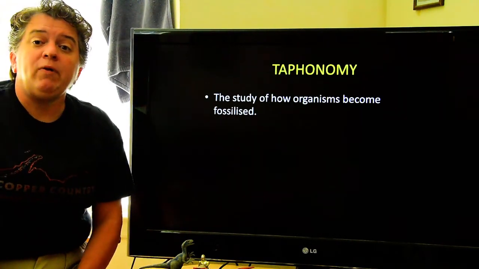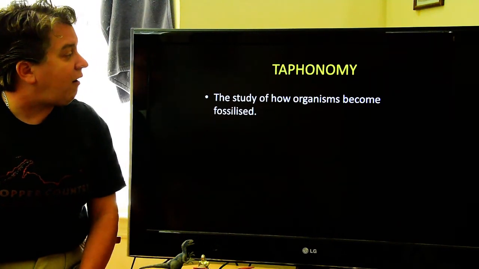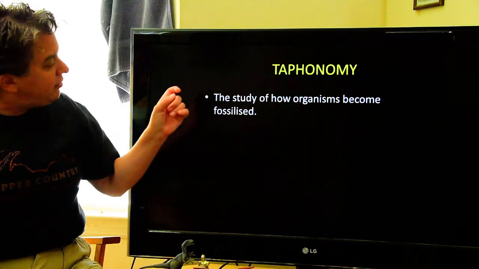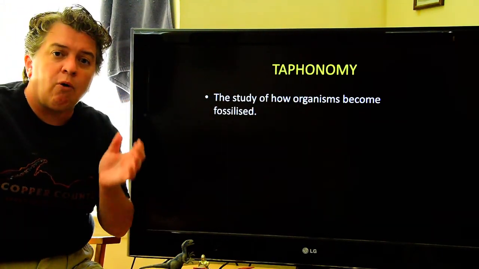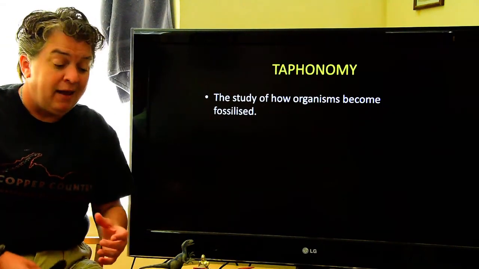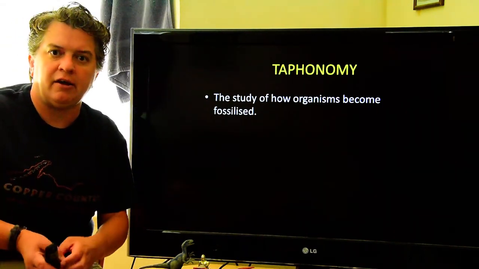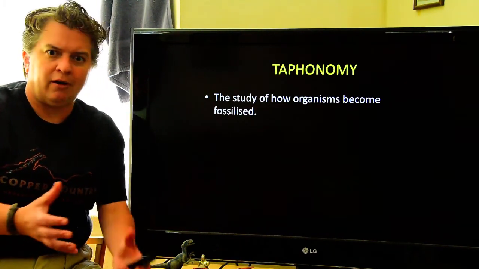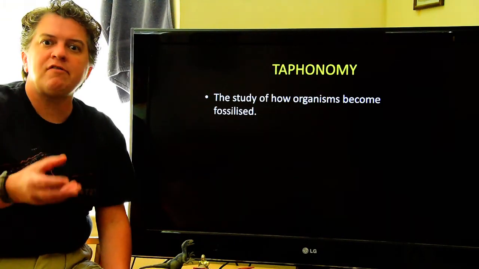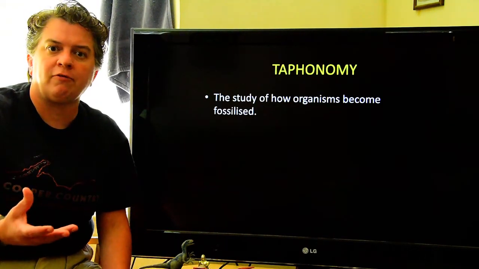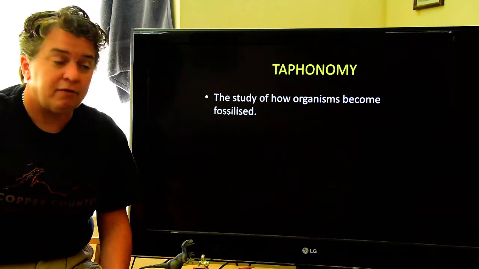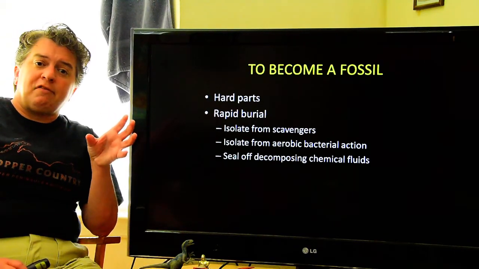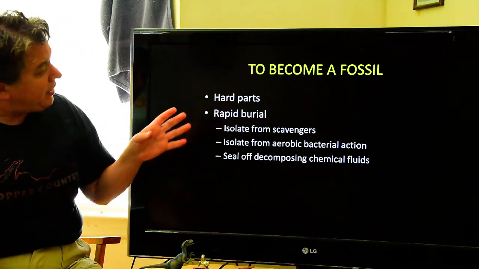All right, now when we study how fossils are created, this is called taphonomy. Taphonomy is the study of how organisms become fossilized. And it's something you can actually specialize in. You can look at, when a shelled organism dies, how does that shell end up getting preserved for us to then see millions of years later? Well, there's a few things that help organisms become a fossil.